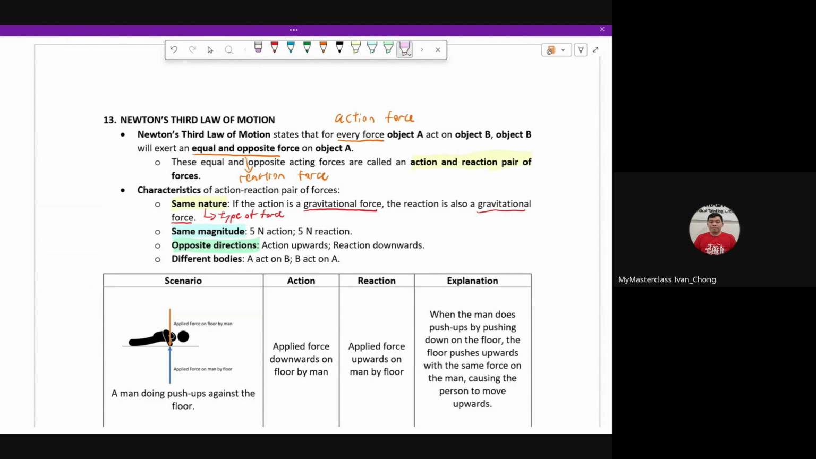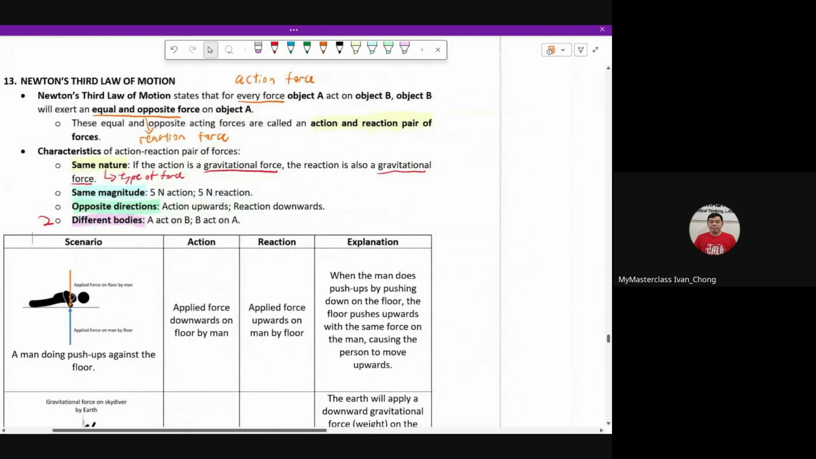And this one, different bodies. They are going to act on 2 different bodies. Only 2 different bodies. Okay? Because this is a pair, not a trio. There's only 2 objects. A on B, B on A. Okay? There are 2 different objects. You need to be very, very careful. They are separate. Okay?